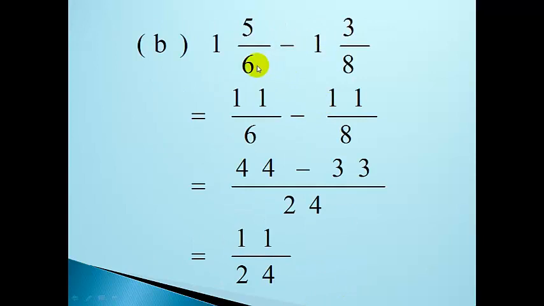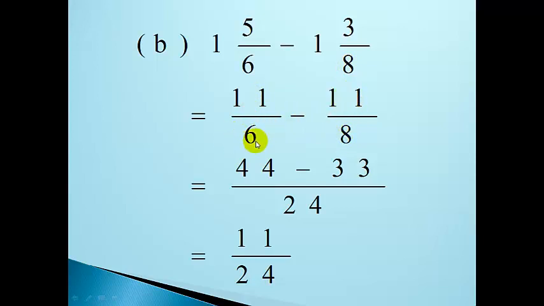Now let's look at the example in B. Given 1 whole number 5 over 6 minus 1 whole number 3 over 8, we also convert all the mixed fractions to improper. Now 6 times 1 is 6, and 6 plus 5 equals 11. So we have 11 over 6 minus 8 times 1 equals 8, and 8 plus 3 is equal to 11. So we have 11 divided by the denominator, that is 8. Now 11 over 6 minus 11 over 8.